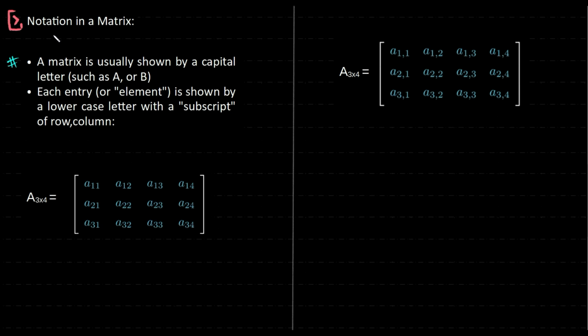Let's look at the notation that we use in matrix. To represent the matrices themselves, we use capital letters A, B, C, D, and so on. To represent an entry, we use small letters with subscripts. Subscripts are the ones which we write below.